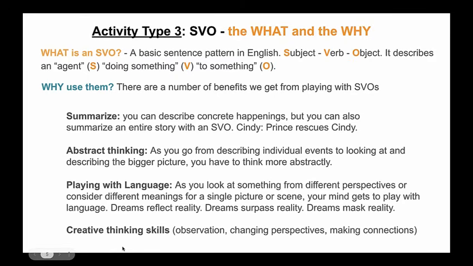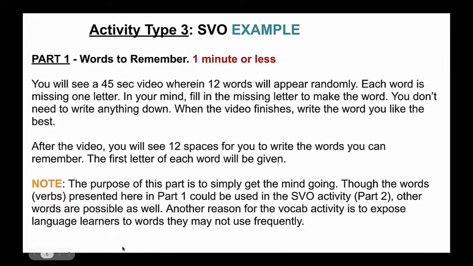And very importantly for us, it helps us develop and improve our creative thinking skills. In particular, observation, changing perspectives, and making connections. So, activity type 3, the SVO. Let's look at an example.